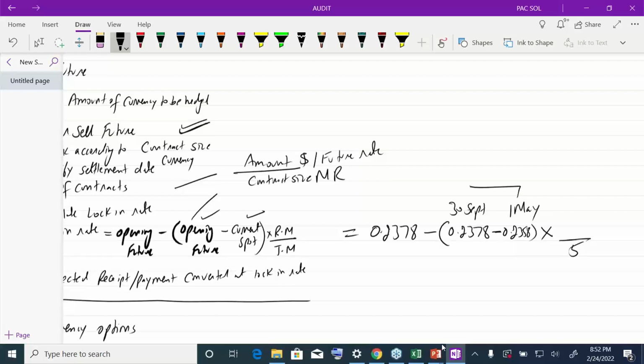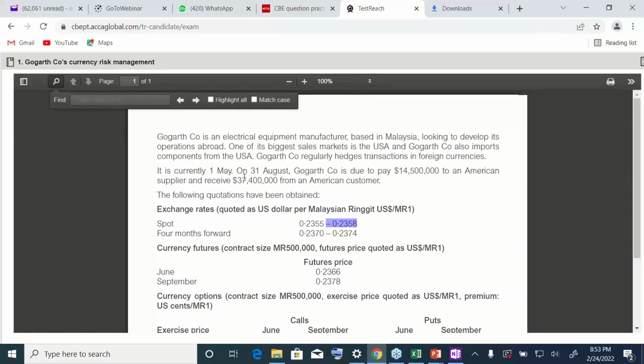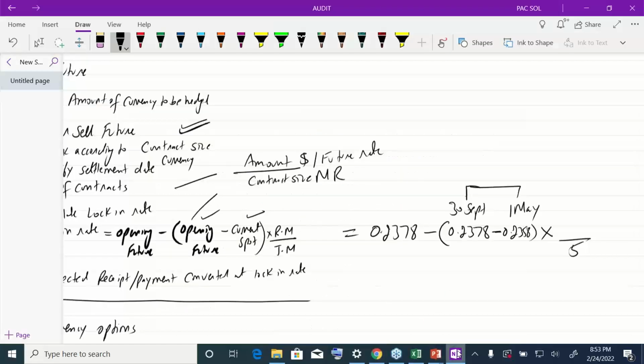But are you going to close your position on 30th September? No. So when you are going to close your position, look at the question: 31st August. If you are closing your position on 31st August, how many remaining months are there? Only 1 month is remaining.